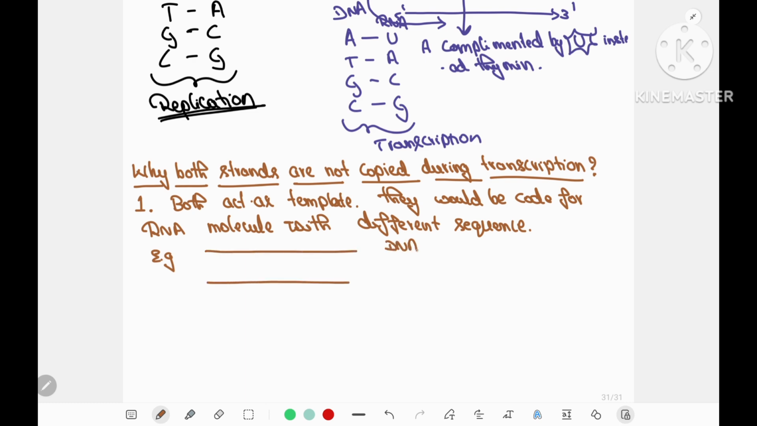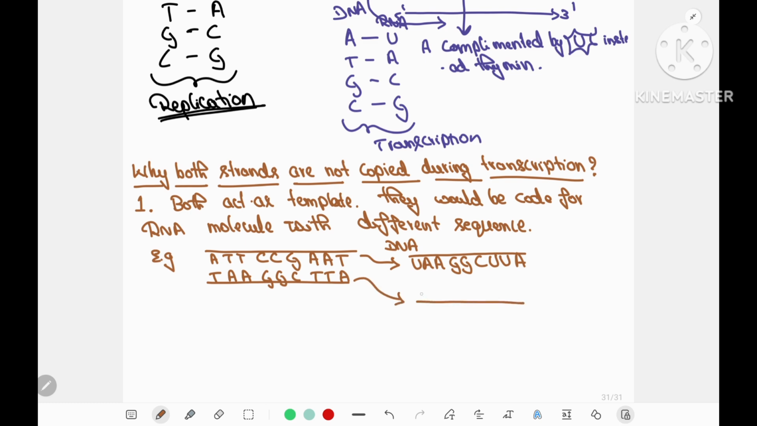To understand this, let us consider a DNA which has the sequence ATT, CC, GAAT. Any other sequence you could also take. So the complementary strand will be TAA, GG, CTTA. Now, if the strand which I have written above codes for RNA, then the sequence will be UAA, GG, CUUA, and if the below strand of DNA acts as a template, then the molecule of mRNA produced will have this sequence. Now, if you observe, both of them have different RNA sequences.